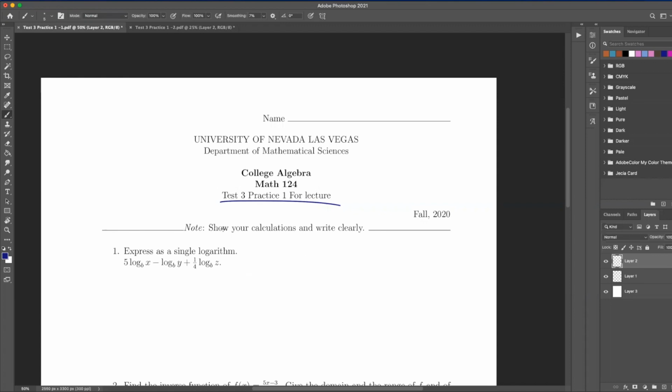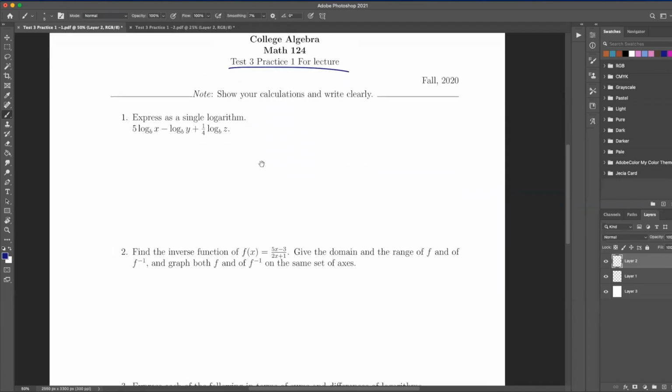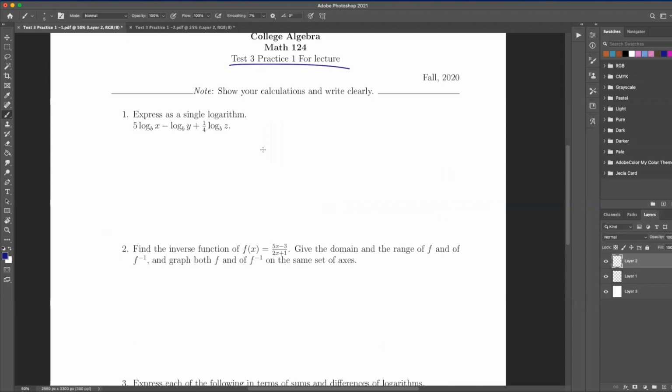So I won't go over it in detail. All right, so let's look at this first one here. It says combine expressed as a single logarithm. So it just wants you to move everything together. And so we're going to be using our log rules. Here we're going to be using the power rule. So we're going to pull this one in here.